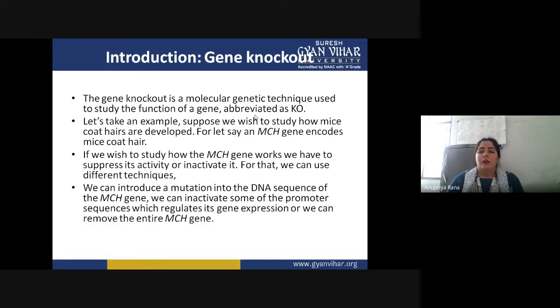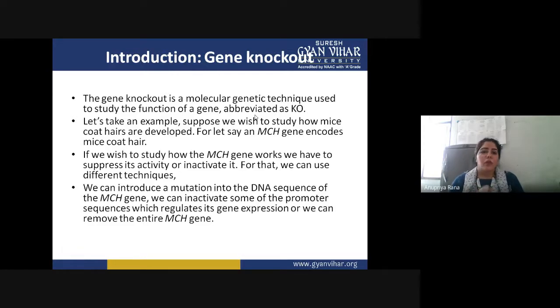For studying the introductory part of gene knockout, or for taking a detailed overview, as we have to study the gene knockout process in eukaryotes, we are taking a mouse for the study, to understand how the gene knockout process happens. So we are taking the gene from the mouse. The gene we are using for the knockout process is the mice coat gene, which basically functions for the mice coat hairs.